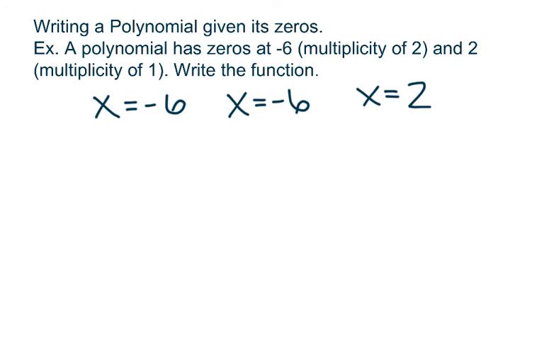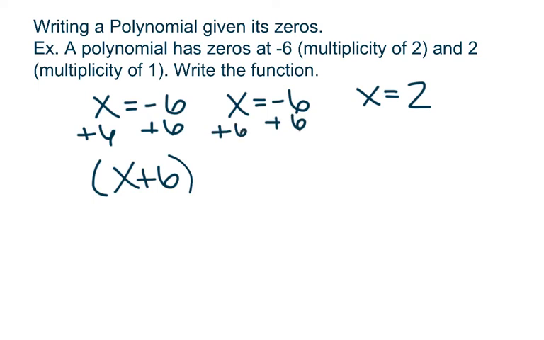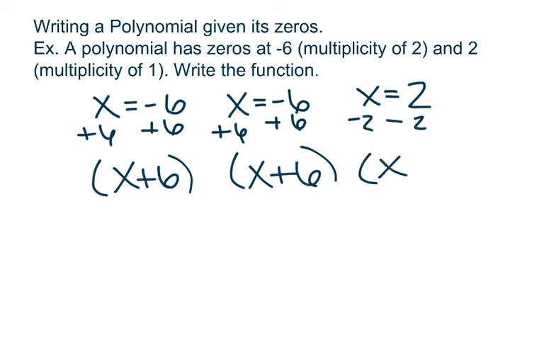So now I'm going to work backwards, and I'm going to get this to equal 0. So I would have to add 6. So I got x plus 6 is one linear factor. If I want this one to equal 0, I get x plus 6. And if I want the last one to equal 0, I get x minus 2. You can only do 2 at a time. I'm just going to do the first 2.